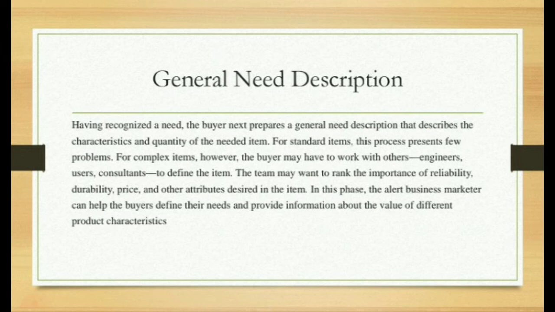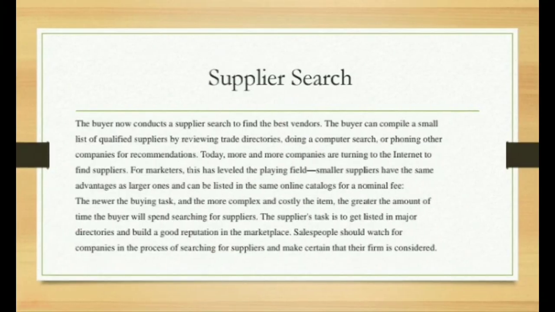For standard items, this process presents few problems. For complex items, however, the buyer may have to work with other engineers, users, and consultants to define the items. The team may want to rank the importance of reliability, durability, price, and other attributes desired in the item. In this phase, the alert business marketer can help the buyer define their needs and provide information about the value of the different product characteristics.